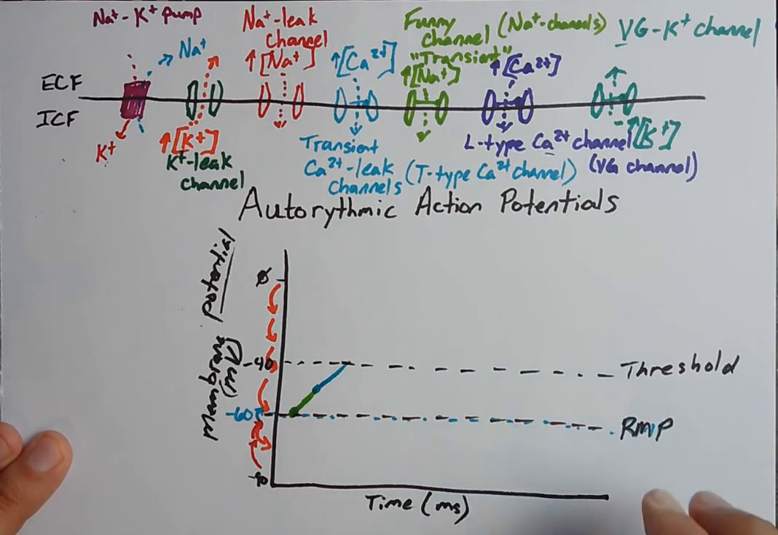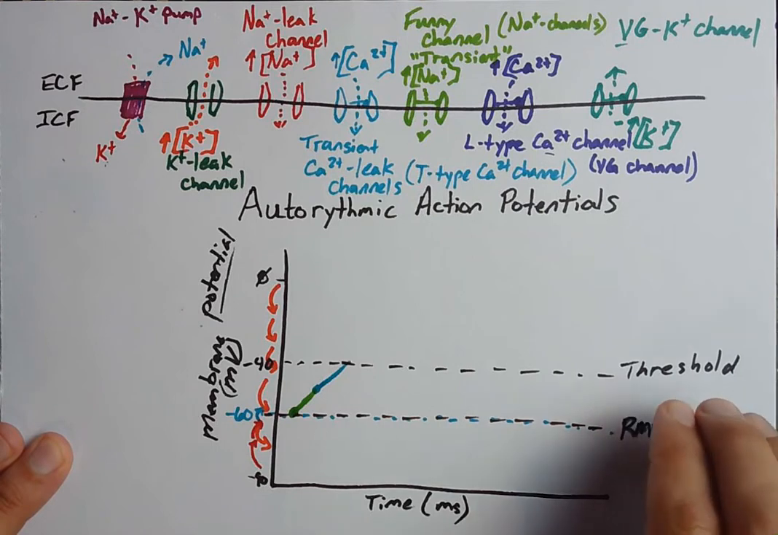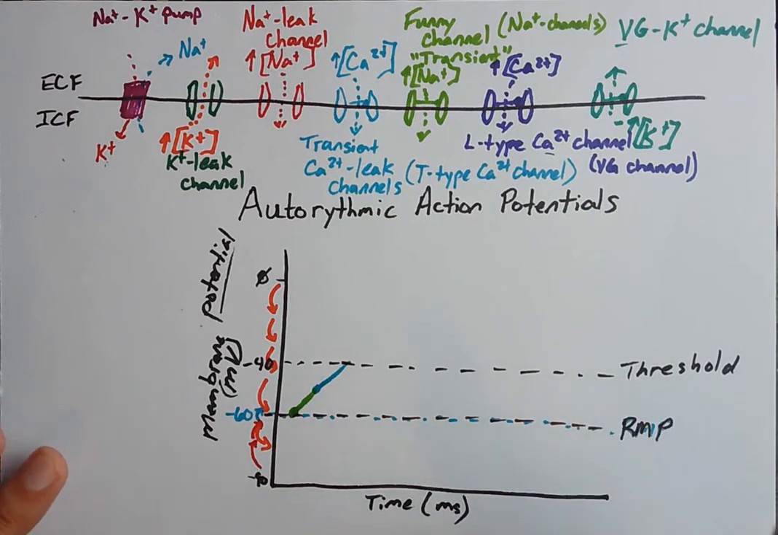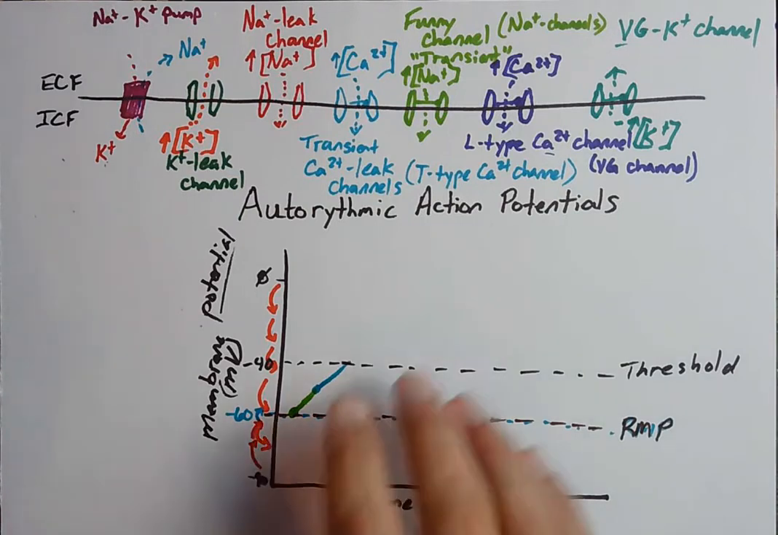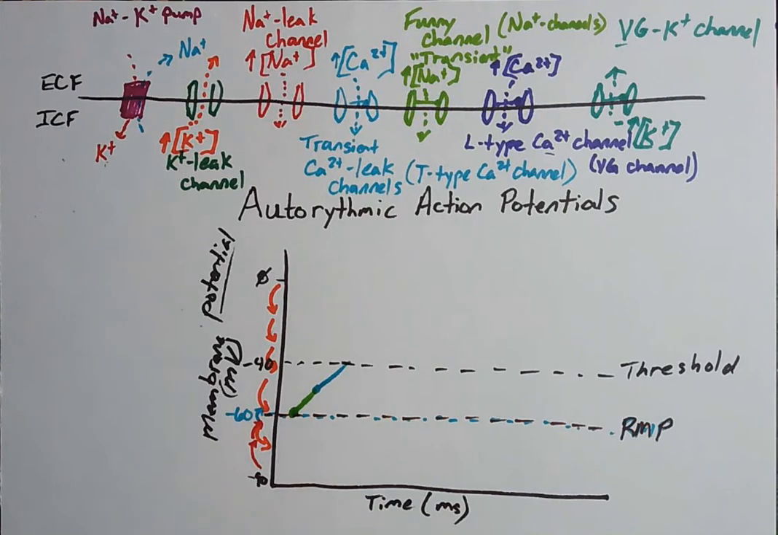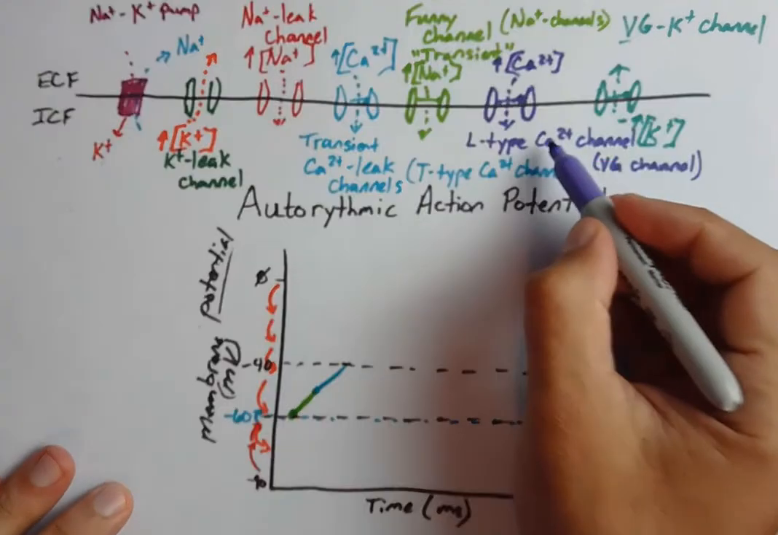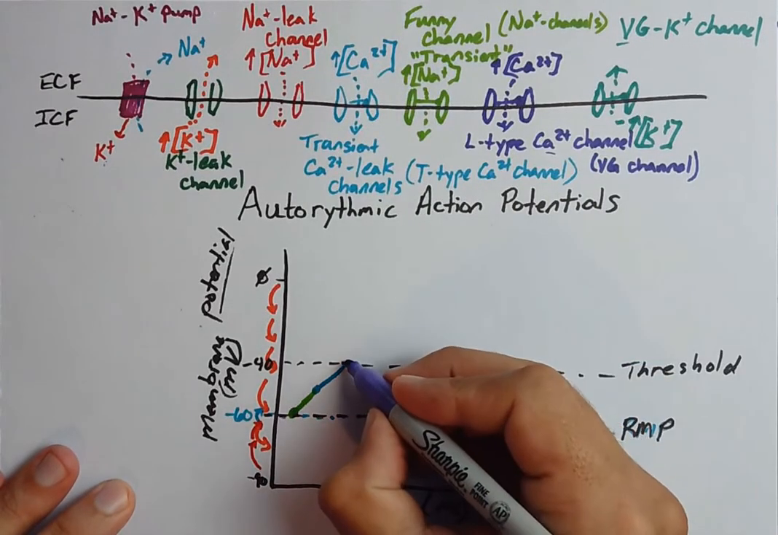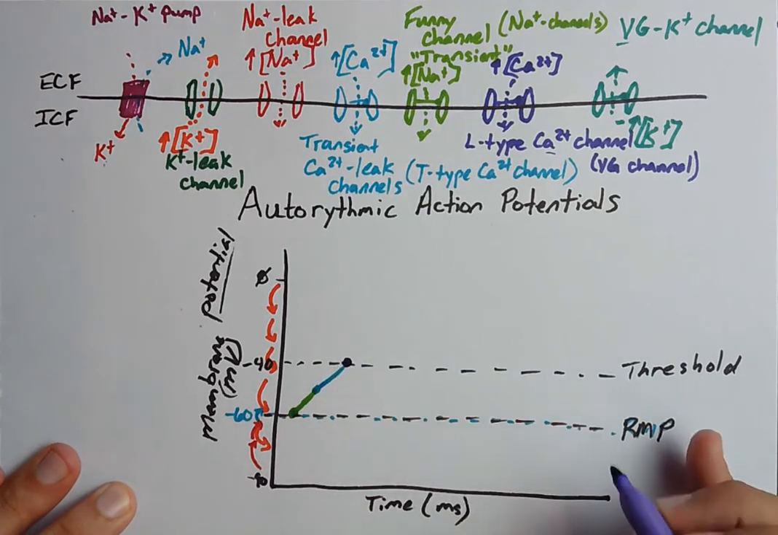Well, let me tell you. Threshold is the energy required to open voltage-gated channels. So when threshold is met, a voltage-gated channel is going to open. Which voltage-gated channel is going to open here in the autorhythmic cell? Well, that is where those L-type calcium channels come into play. It's the L-type calcium channels that open at threshold.